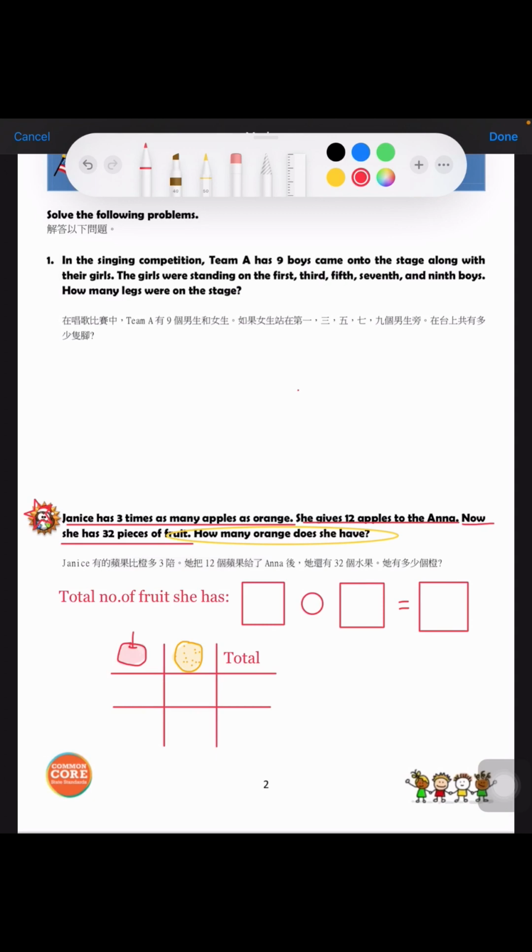Now she has 32 pieces of fruit, and since she gave 12 apples to Anna, we may add 12 to it, as those 12 apples were originally hers. So 32 plus 12 equals 44. So the total number of fruits that she has equals 44.